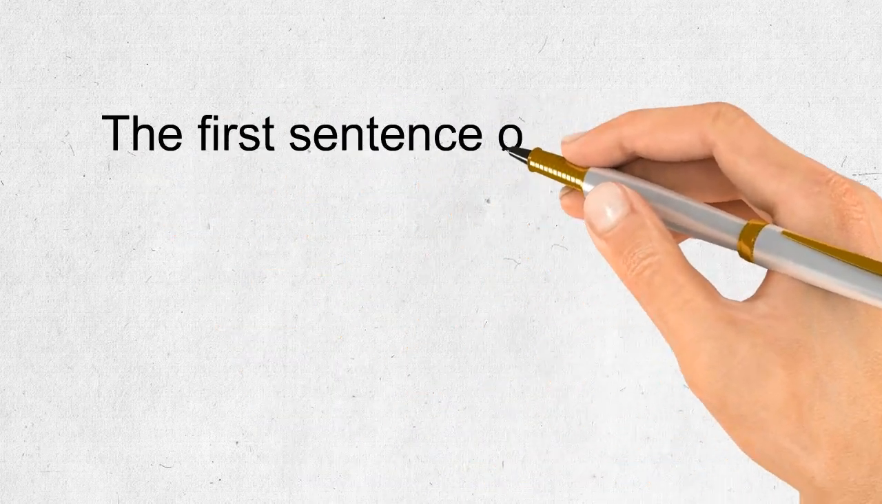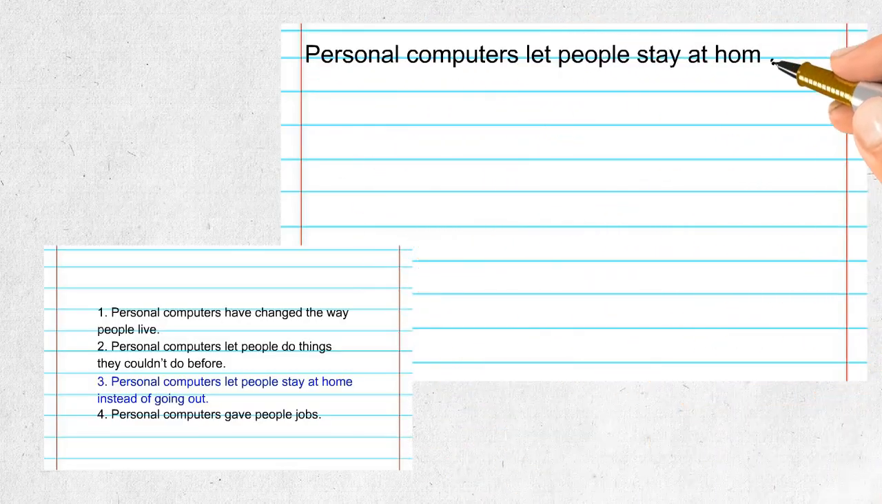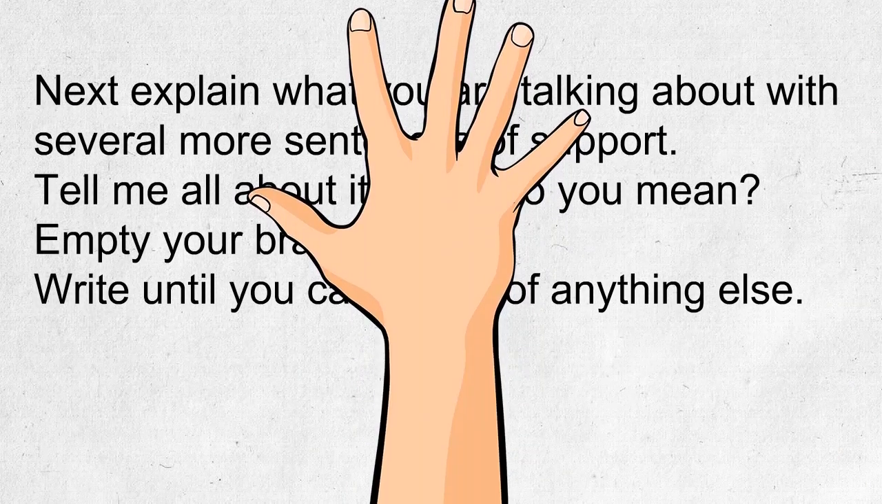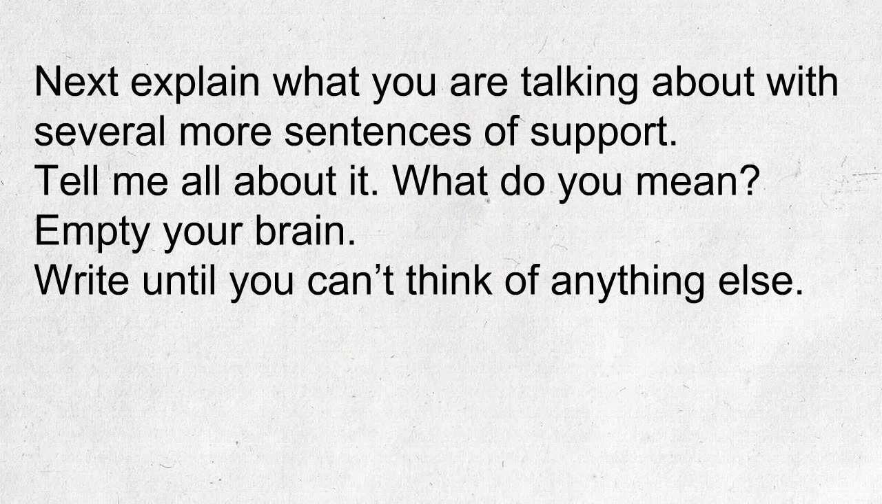And now on to paragraph 3. So the first sentence of paragraph 3 is sentence 3. Oh, what a surprise. Okay, so you're going to write that down just like you had it. And then you're going to explain what you're talking about with several sentences of support, right? You're going to tell me all about it.